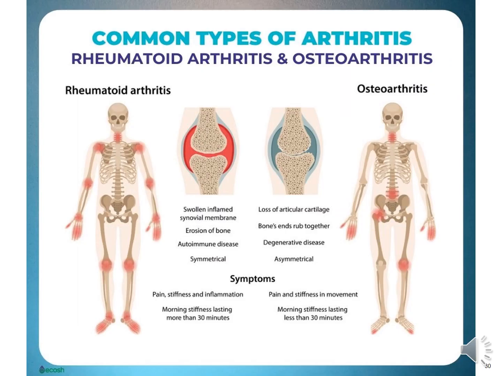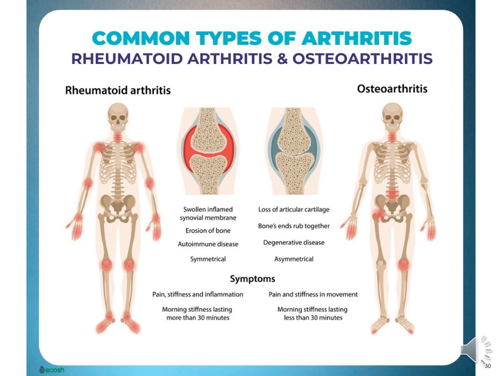So as I mentioned a little bit before, the most common types of arthritis I would really like you to be more familiar with are rheumatoid versus osteoarthritis. In rheumatoid arthritis, you have swollen, inflamed synovial membranes. Synovial membranes are areas that secrete synovial fluid for joint lubrication. It involves erosion of the bone.